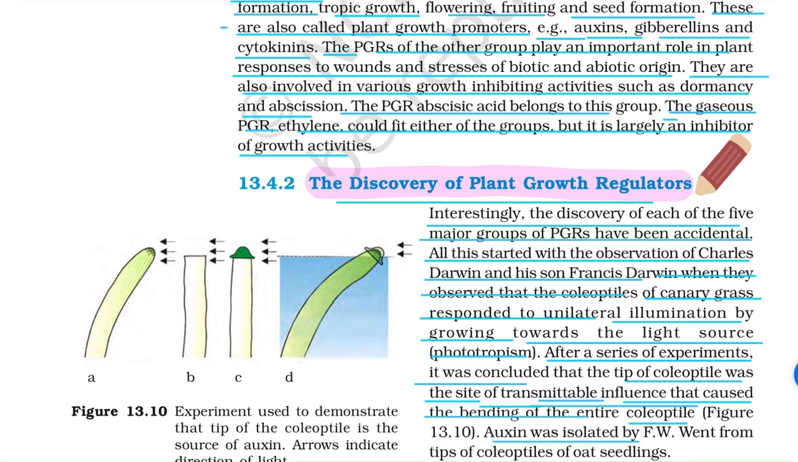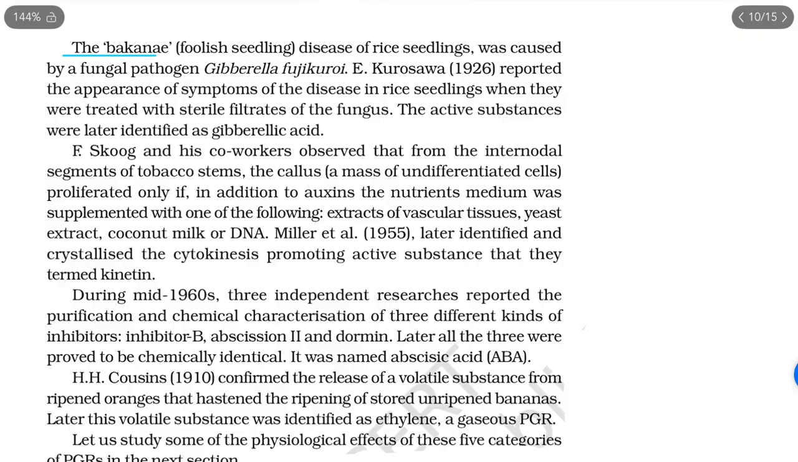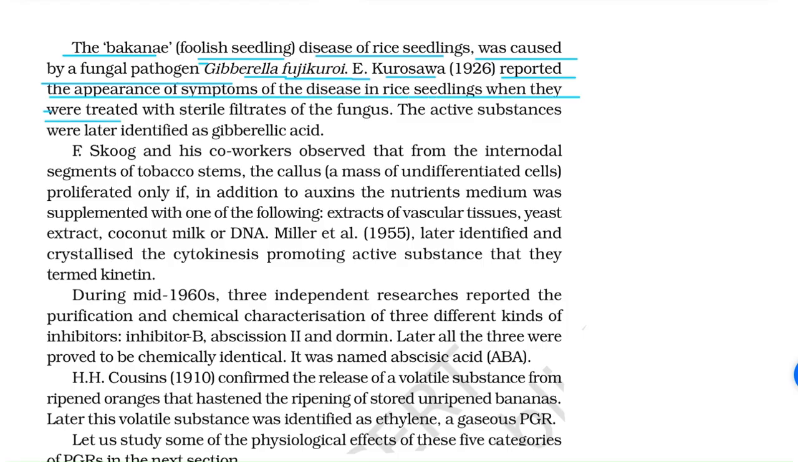Auxin was isolated by F.W. Went from tips of coleoptiles of oat seedlings. The Bakanae, or foolish seedling, disease of rice seedlings was caused by a fungal pathogen, Gibberella fujikuroi. E. Kurosawa reported the appearance of symptoms of the disease in rice seedlings when they were treated with sterile filtrates of the fungus. The active substances were later identified as gibberellic acid.